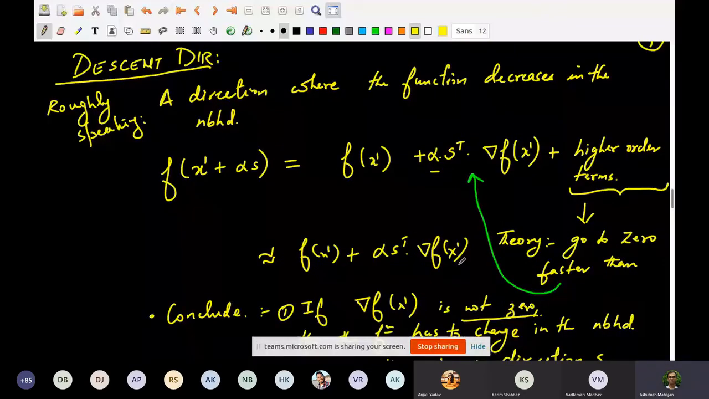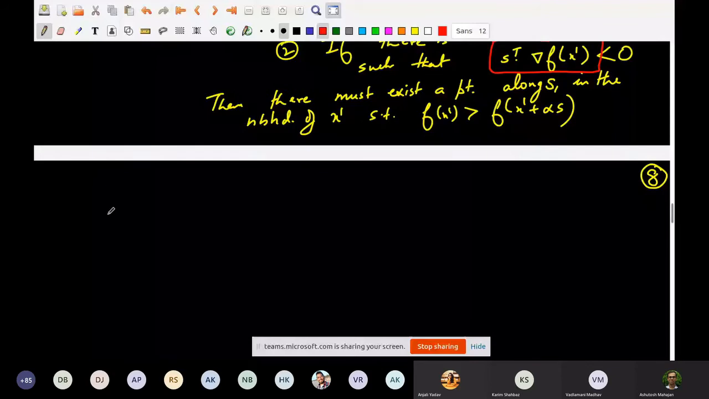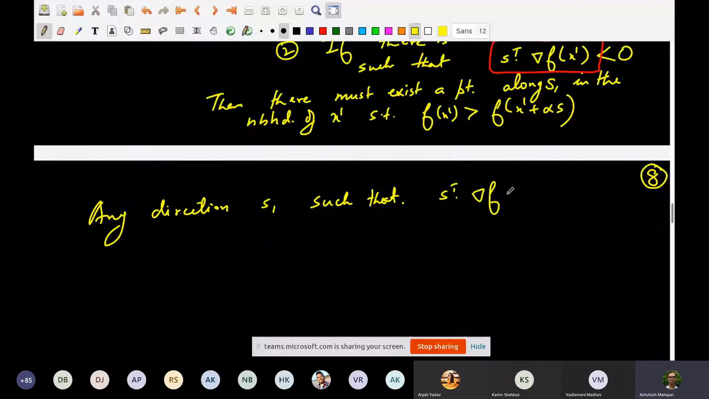So any direction S such that S transpose gradient of f is less than 0 is a descent direction. You can go there.